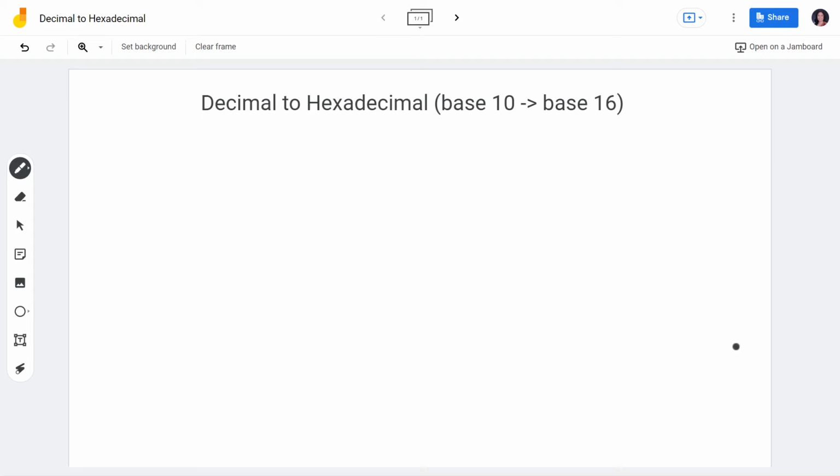In this video tutorial, we're going to learn how to convert a decimal number to its hexadecimal equivalent. Decimal is base 10, so it has 10 unique digits starting from 0, 1, 2, 3, 4, 5, 6, 7, 8, 9, with 9 being the highest digit in the decimal number system.